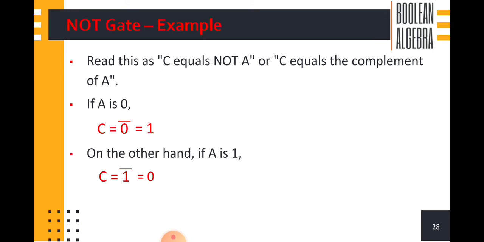On the other hand, if the value of input A is 1, that is 1 complement. What output can we get? We get the output as false. That is, C equal to 1 complement equal to 0.